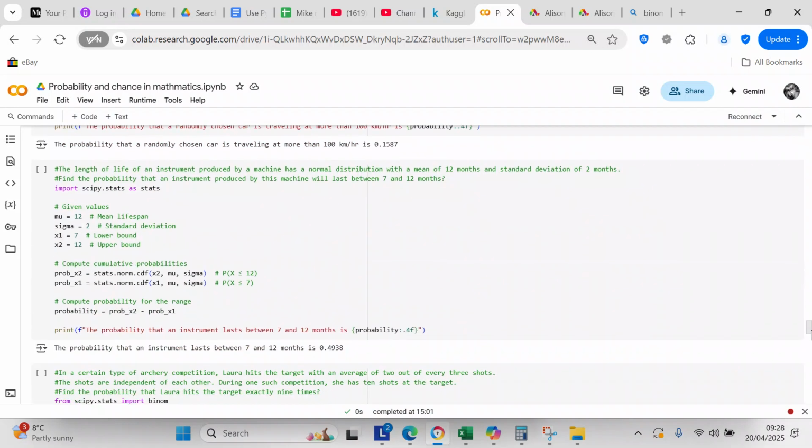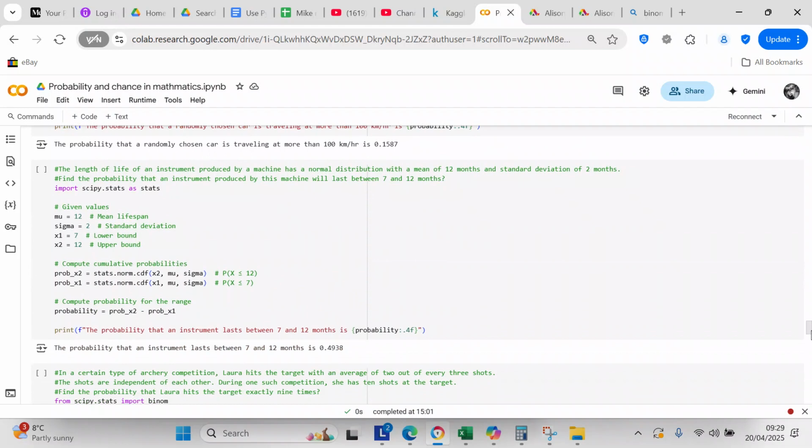So the next question we have is, the lifespan of an instrument produced by a machine has a normal distribution with a mean of 12 months and standard deviation of 2 months. Find the probability that an instrument produced by this machine will last between 7 and 12 months. So we're going to use the Python scientific library SciPy. So import scipy.stats as stats.